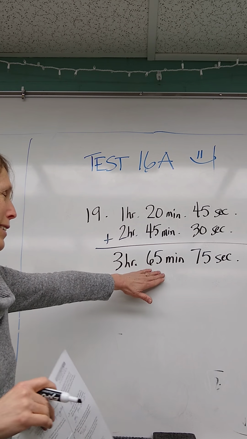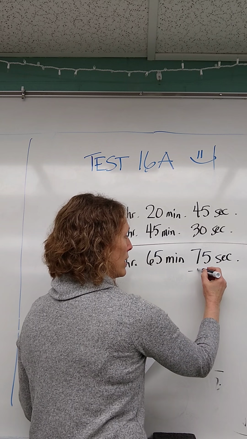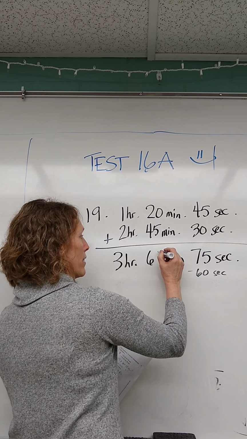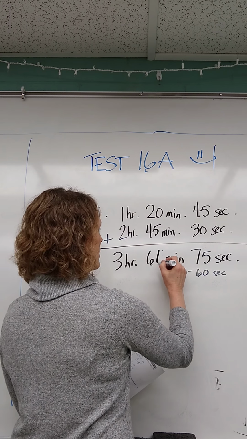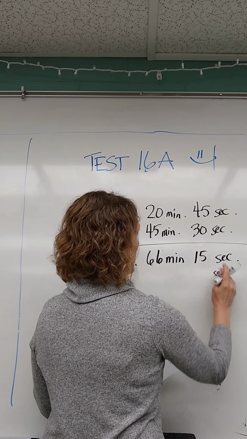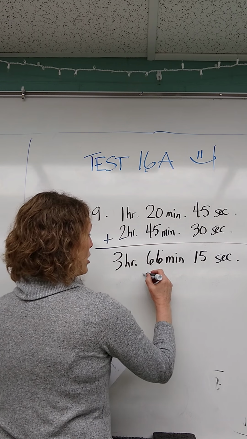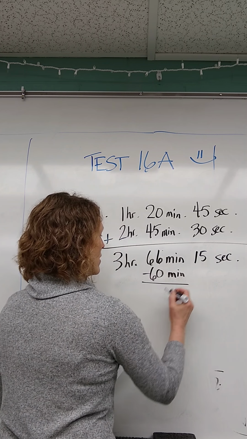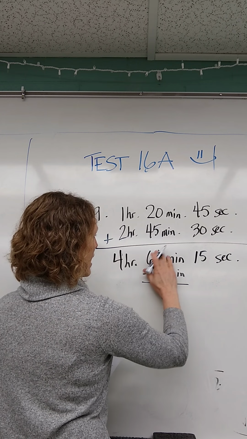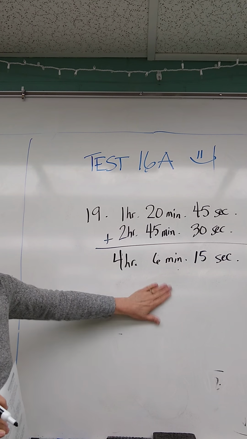Okay, the answer is not correct yet because we can rename these things. So 75 seconds, if I take out 60 seconds, because that's a minute, I can add a minute over here. What was that before? 65. So 66 minutes, and I'm left with 15 seconds over here. Okay, so that's not quite done because we know 66 minutes is over an hour. So we know 60 minutes in an hour. I can take out 60 minutes, move it over here to 4 hours, and what's left is 6 minutes. Okay, so that's our answer for number 19.